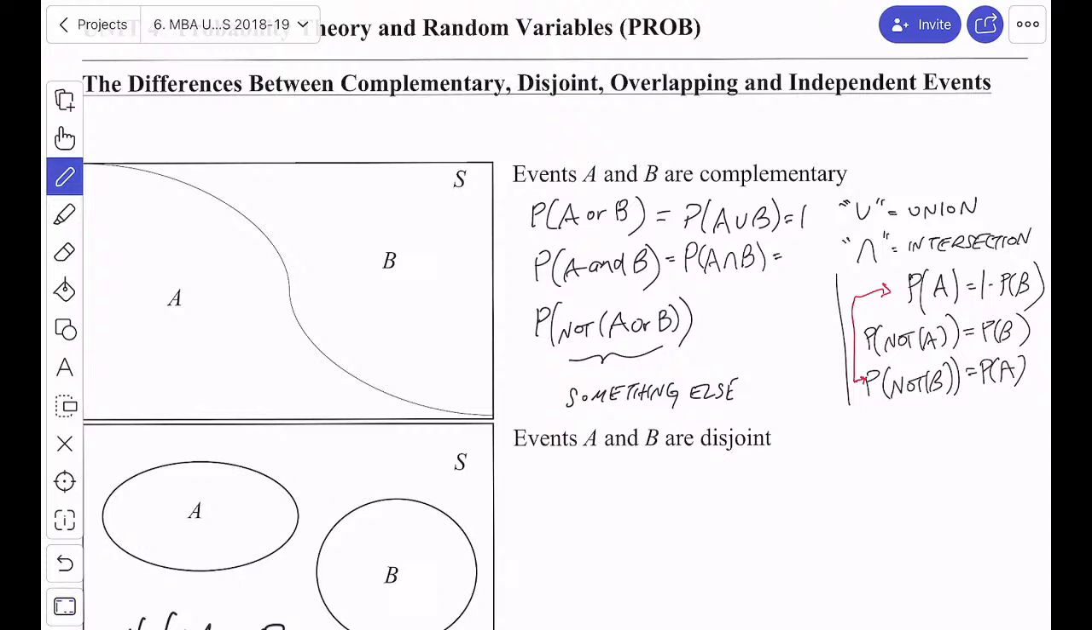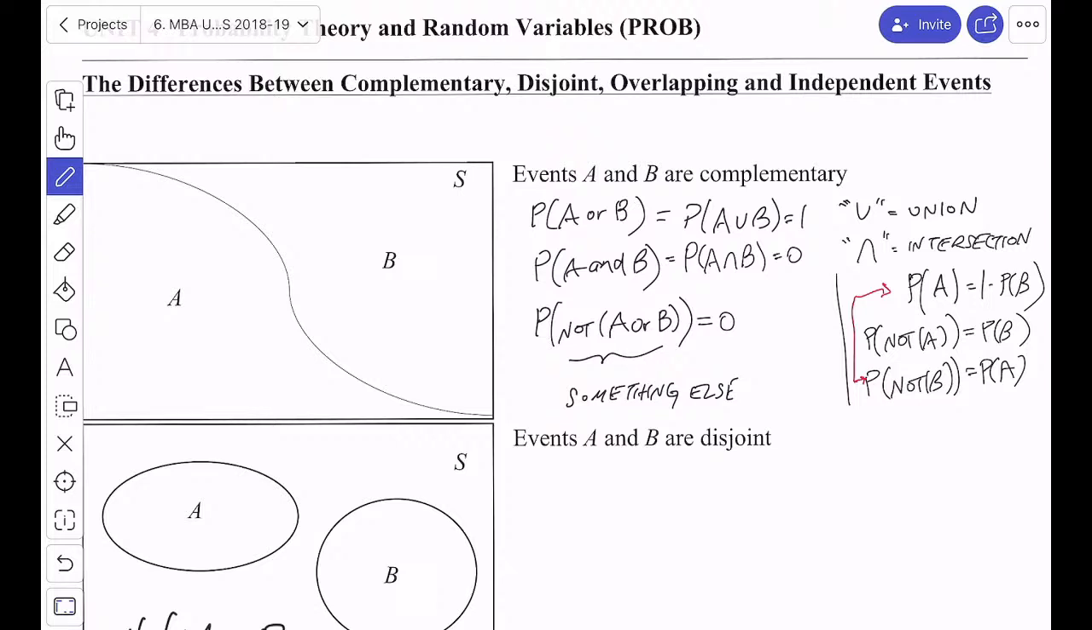What's the chance of A and B happening at the same time? When events are complementary, we depict them like this to reflect that A and B will never happen at the same time. So the chance of happening at the same time is 0. Finally, the chance that something else happens, by definition of complementary events, nothing else can happen. So the chance of that is also 0.